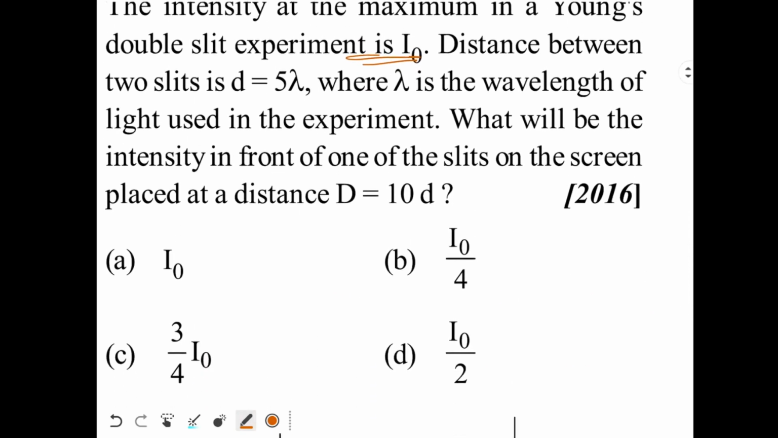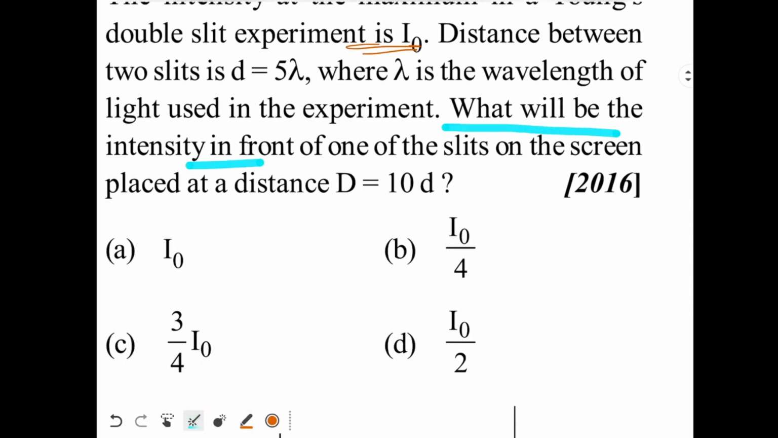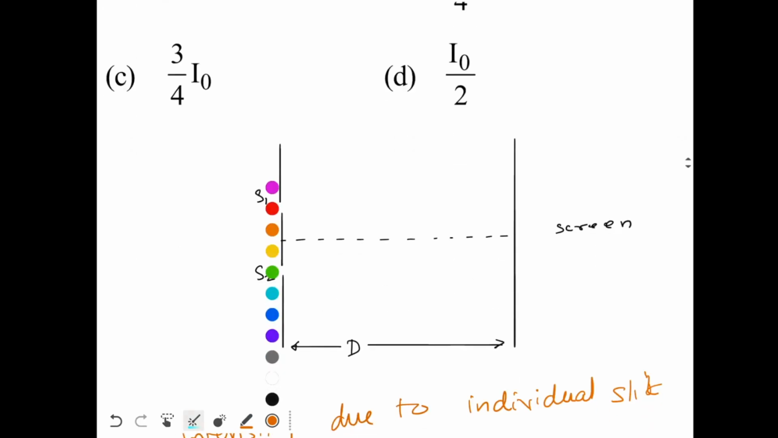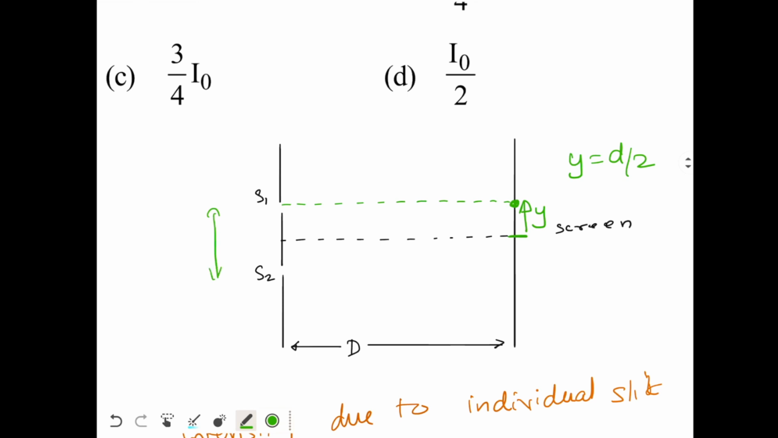Now in the question they are asking intensity in front of one of the slits on the screen. So I want to find the intensity at this particular point. Okay, so for this point, y from the central maxima will be how much? So y will be equal to d by 2, right? Because this total slit separation is small d. Okay, so if I draw one more line from here, okay, this is the ray coming from S1 and S2 at the given point.